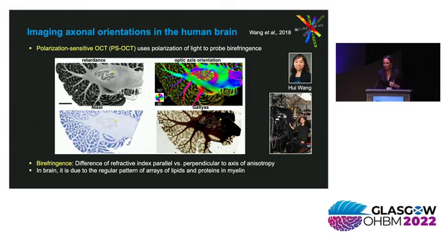PSOCT uses polarization of light to probe birefringence, a property of anisotropic tissues. It's the difference in refractive index, parallel versus perpendicular to the axis of anisotropy, which is the axis of the myelin sheaths. So in brain, this birefringence is due to the regular pattern of arrays of lipids and proteins in myelin. What we get from PSOCT is direct measurements at the microscopic resolution of the optic axis orientation, these color maps, and a bunch of other contrasts like retardance, which is a measure of the myelin content.